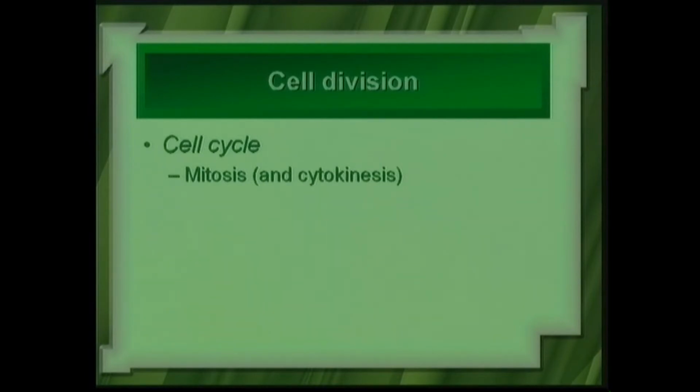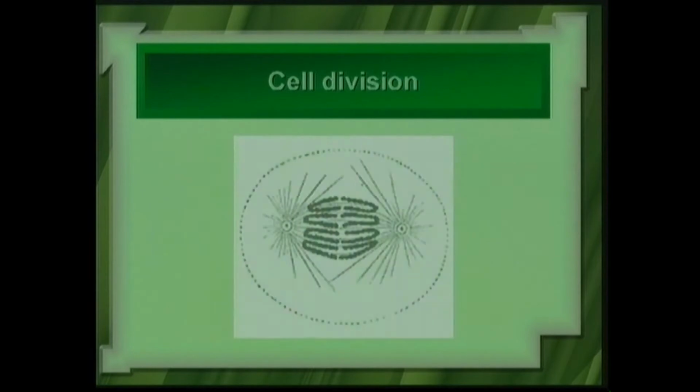The next phase after metaphase is called anaphase. During anaphase, the basic thing that happens is that the sister chromatids will separate and move to either side of the cell. Here is a good illustration of anaphase as well. Here you can see that this is a sister chromatid to this one here.